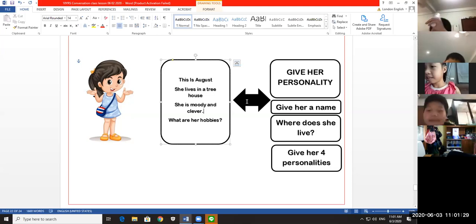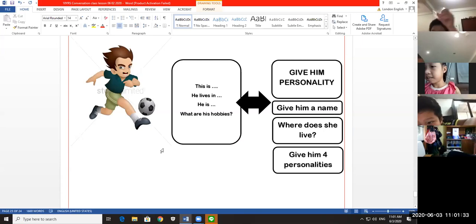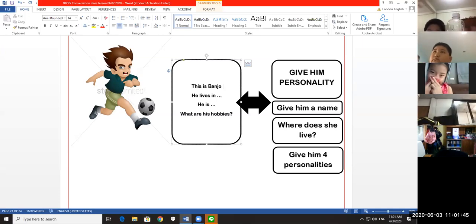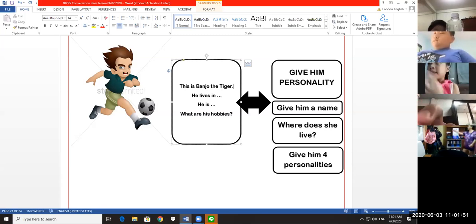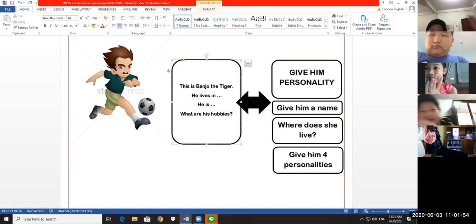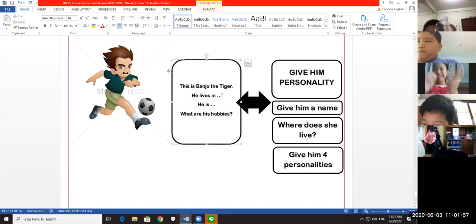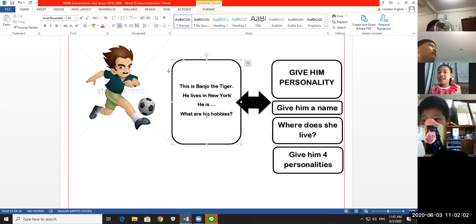Okay. Let's do the last one here, okay? Is this Tiger here? So this is Tiger, yeah? This is Banjo. This is Banjo the Tiger, okay? Where does he live? He lives in New York, okay? He is crazy. Yeah. He is moody. Okay. And friendly. Okay, he's moody, friendly.